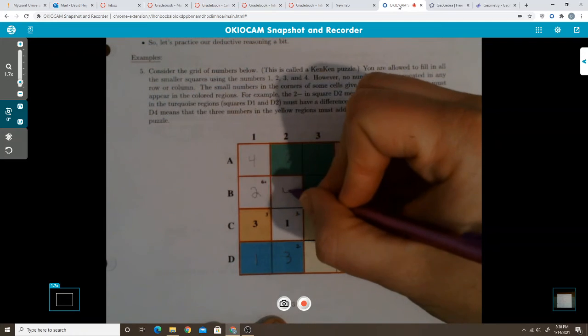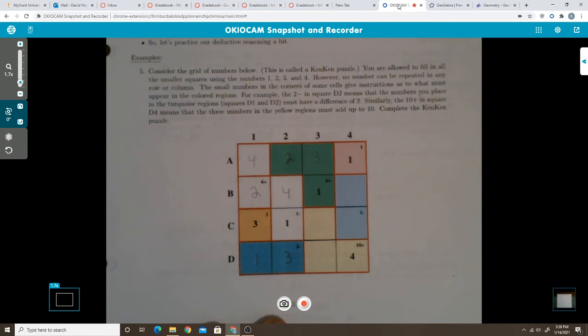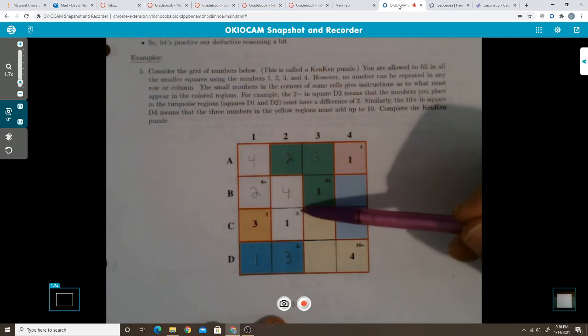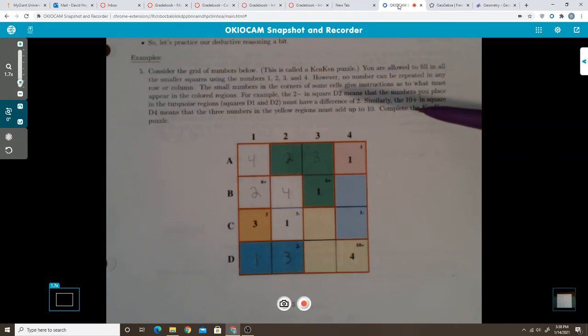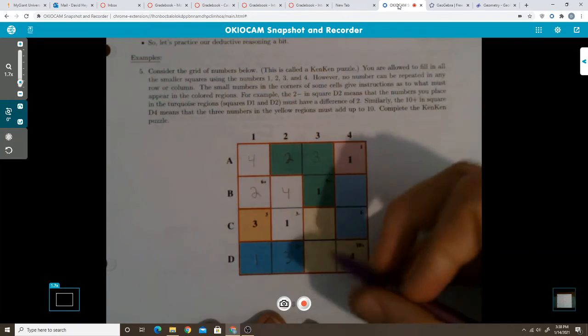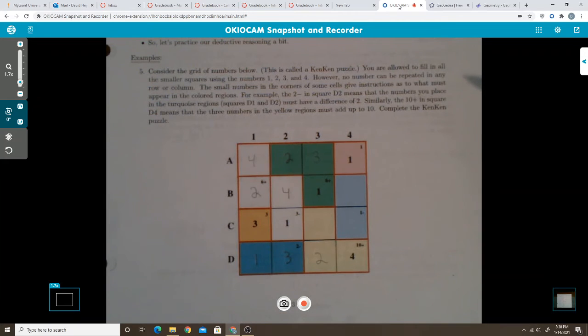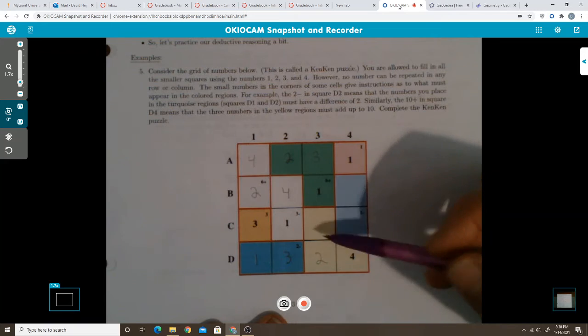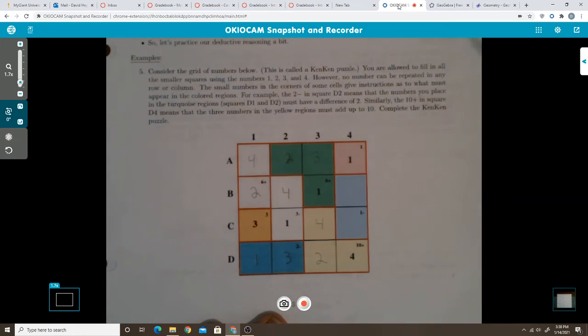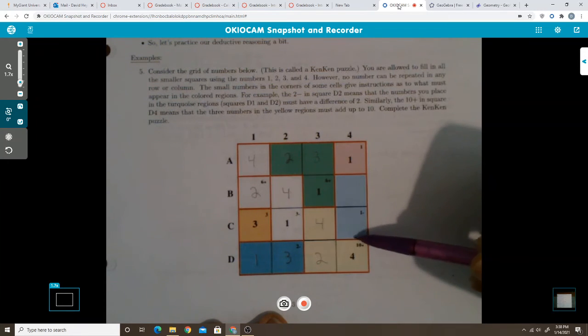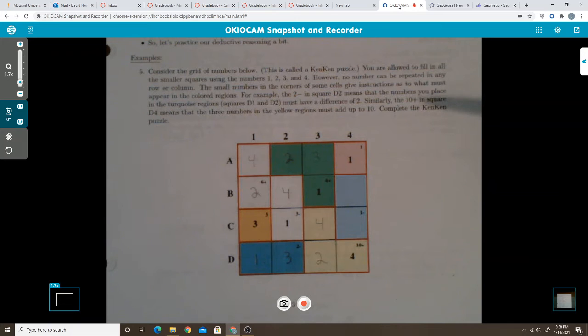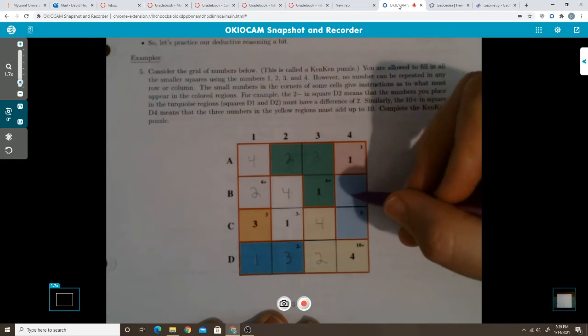That means a 4 goes there. Oh, which is good news for me because 4 minus 1 is 3. Okay. Oh, and that means a 2 has to go here. Right? And what am I missing here? I'm missing a 4. And let's make sure. 4 plus 4 is 8 plus 2 is 10. So that works. What am I missing in this row? I'm missing a 3.